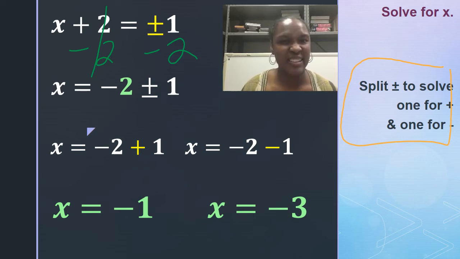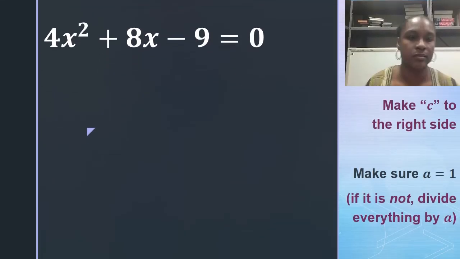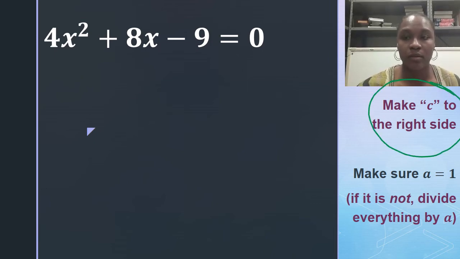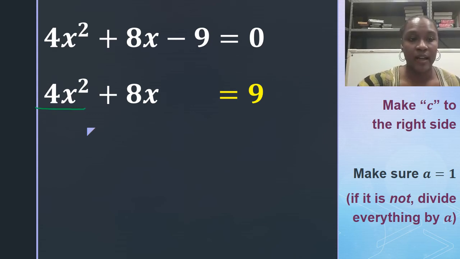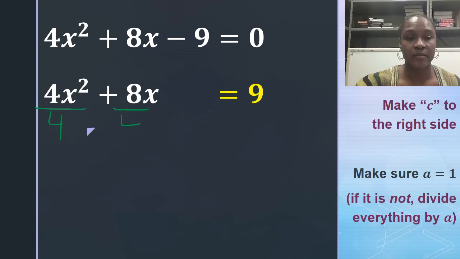Now let's go to where that is not the case. Now we are going to do one where it's a lot more going on. We have a negative sign. We have a is not 1. We're going to go ahead and still move C to the right. And that's what you have here by adding 9 to both sides. That moved C to the right and it canceled. And after that, we have to get A to be 1.